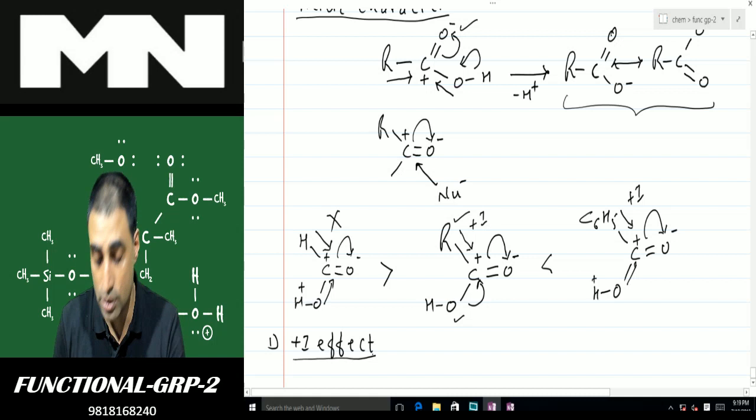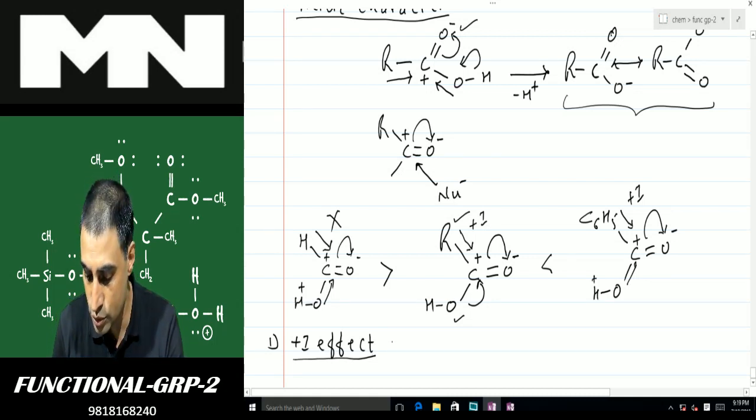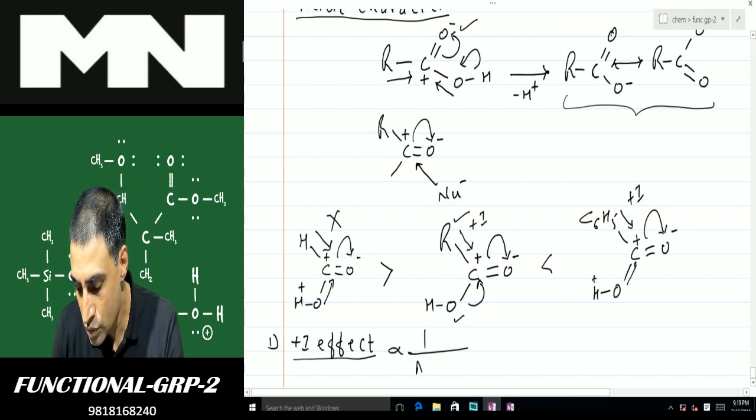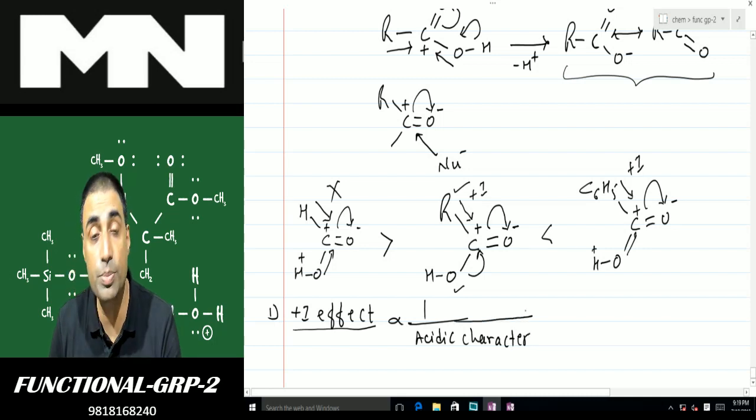This we have seen here. The higher the plus I effect, the lesser will be the acidic character. So it is inversely proportional to acidic character. It is inversely proportional to acidic character.